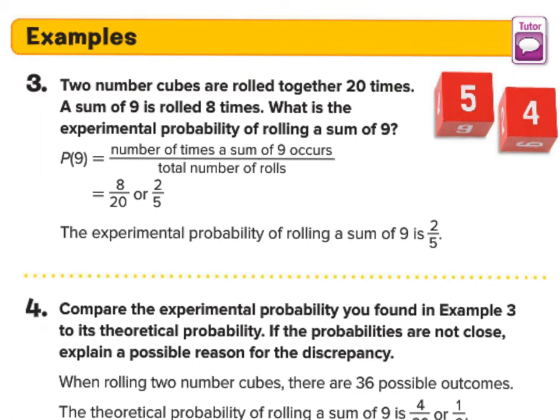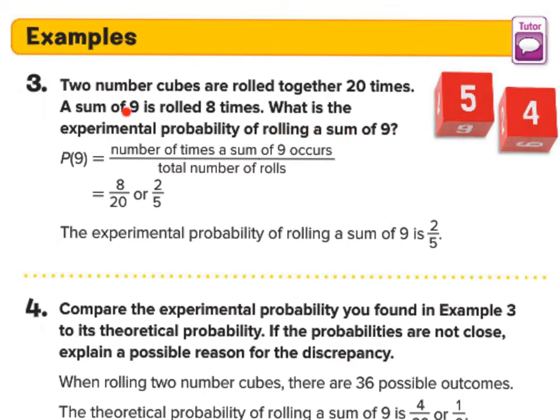Example 3. Two number cubes are rolled together 20 times. A sum of 9 is rolled 8 times. So a combination of 9 between these two. We have to consider all the combinations of these two that can make 9, right? What is the experimental probability of rolling a sum of 9?